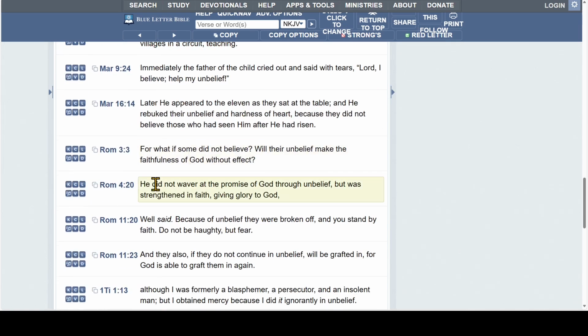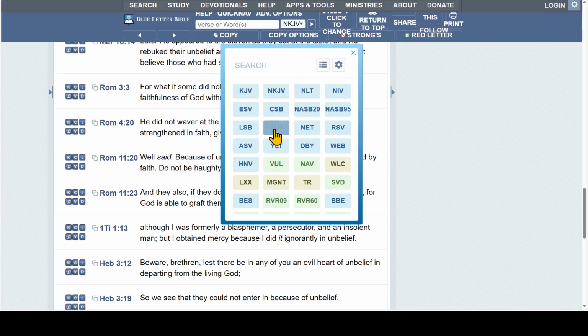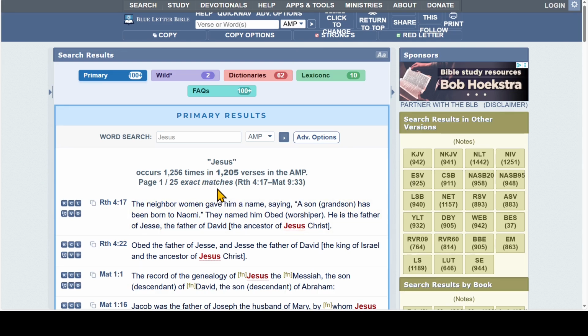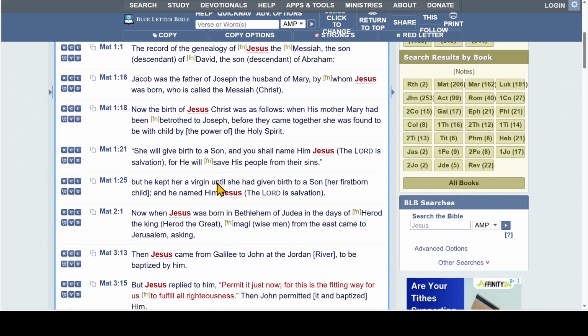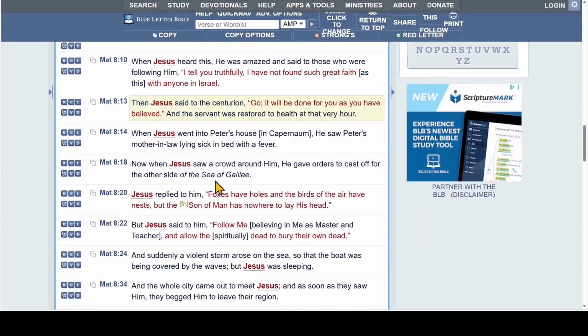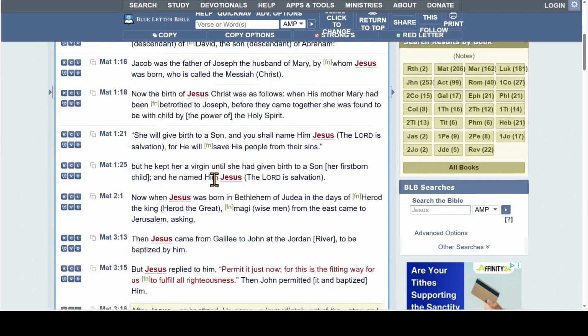It says here, what do we do? Romans chapter 11, verse 20. Well said, because of unbelief they were broken off, and you stand by faith. Do not be haughty, but fear. So you can see that here. We can also change it to, let's look at it in the Amplified version. It's still going to use the same scripture, G570, but this is a different translation. So it's going to give you a different breakdown of that particular scripture.